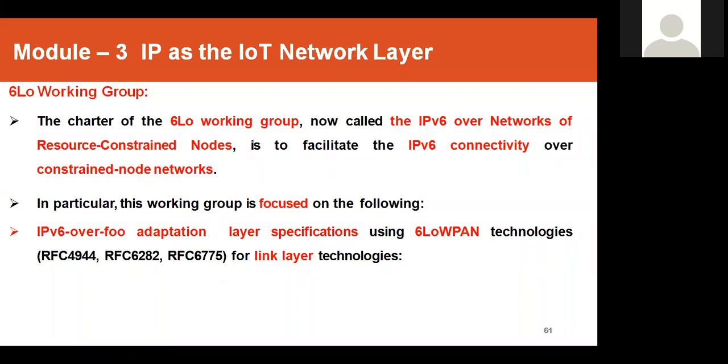So in particular, this group is focused on the following. Here we have IPv6 over 4 adoption layer specifications using these IPv6 low power technologies. We have RFC 4944, 6282, 6775 for link layer technologies.